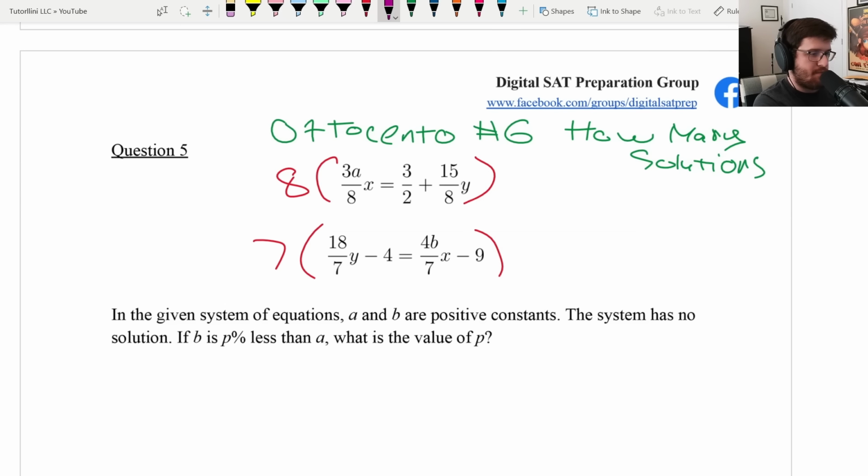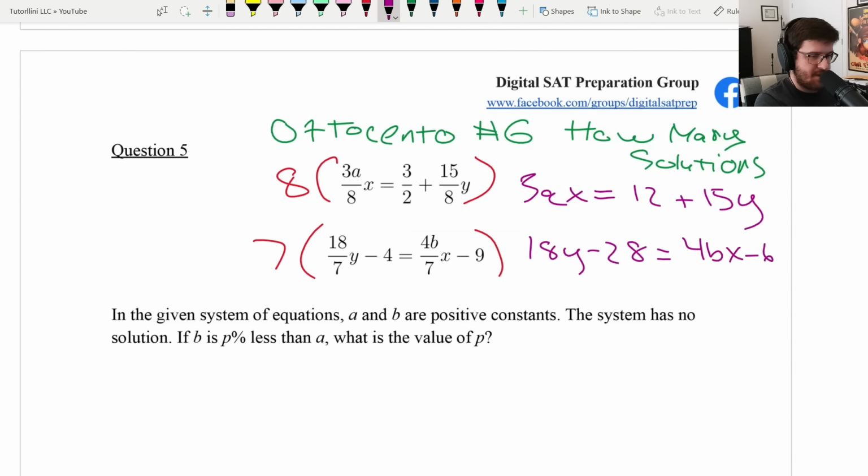Okay, so I get 3ax equals 8 divided by 2 is 4, 4 times 3 is 12, plus 15y. Then I get 18y minus 28 equals 7 divided by 7 is 1, so 4bx minus 63. And now remember, guys, we want to get it to look like ax plus by equals c, kind of this pseudo-standard form.